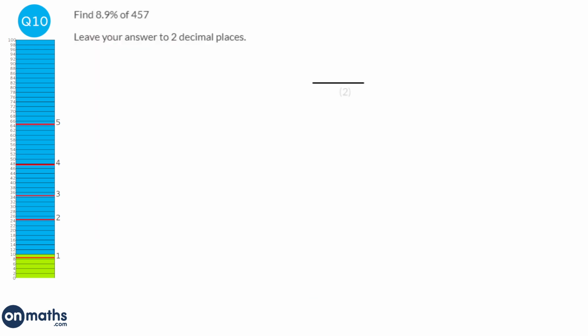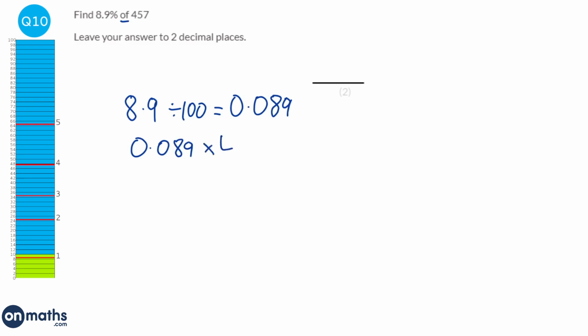For this question we need to convert the percentage to a decimal. To do that we take 8.9% and divide by 100. And so that will give us 0.089. Of normally means times in maths, so we times that by 457, and that will give us 40.67.